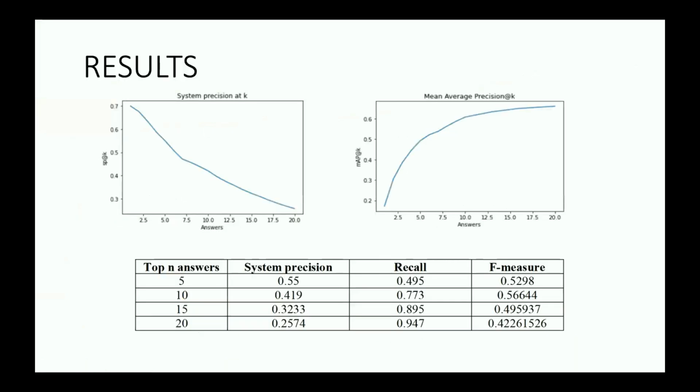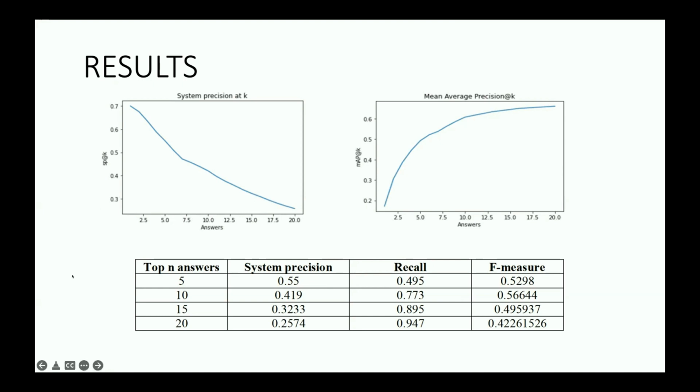So based on the results here, you can see that system precision at K is gradually falling till 7.5, but after that the curve is a little flattened. Therefore, we have decided that after the top 10 answers, we are not going to display any answers on the user interface, which would not make any sense to the user, as they are not related to the question the user has. So we have decided to provide only the top 10 answers on the UI.